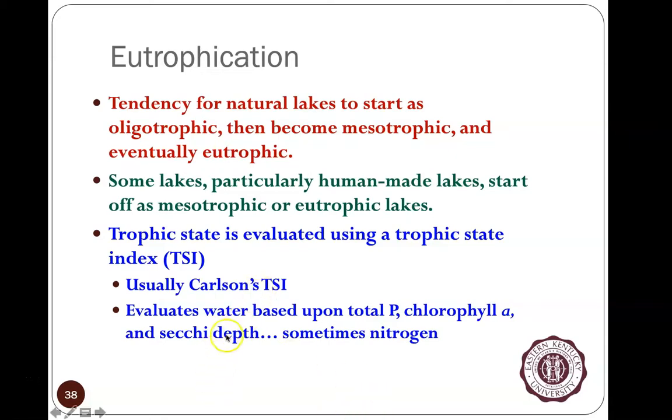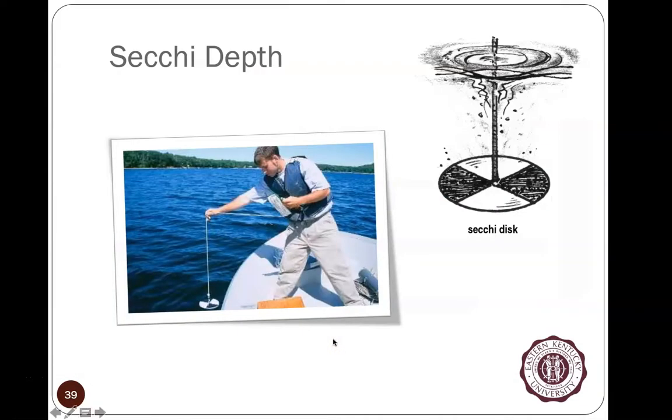All right, so Carlson's trophic state index, the original one, used total phosphorus, chlorophyll A, and Secchi depth. And some people have modified it to include nitrogen. So what is Secchi depth? Well, there's this disk that's lowered down into the water, and the further down you can go into the water, the more likely it is that it's either mesotrophic or oligotrophic.